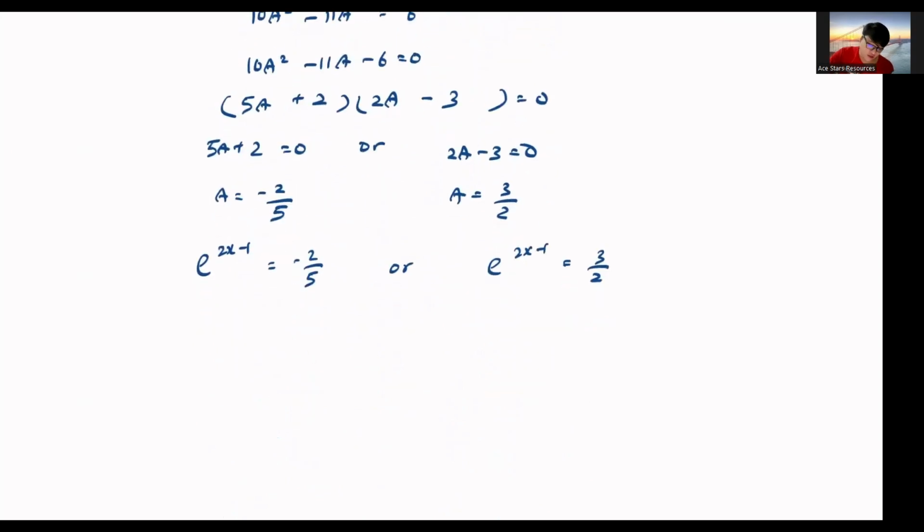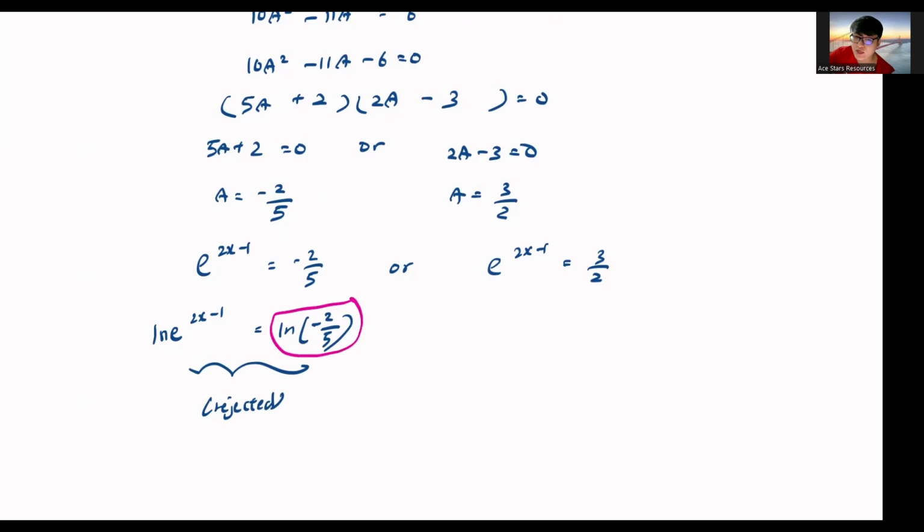Then you just take ln of both sides. Ln minus 2 over 5. This answer you will have to reject it. Why? Because ln with a negative inside will be undefined, right? It will be math error, so just reject it. No need to waste time.